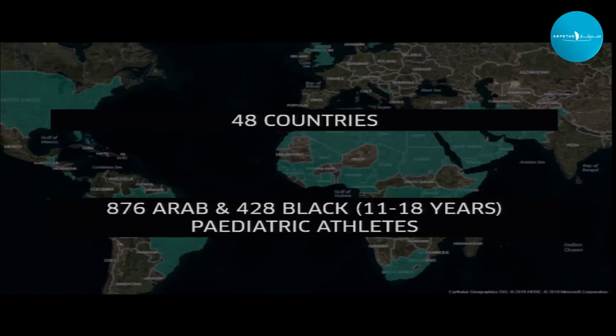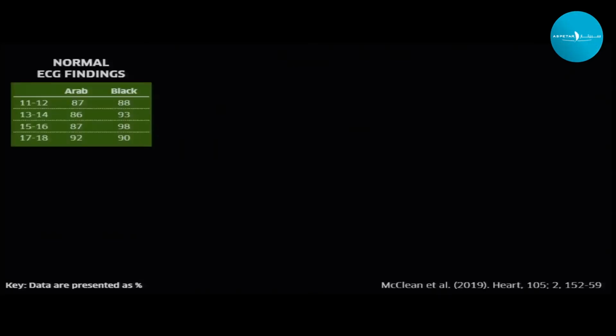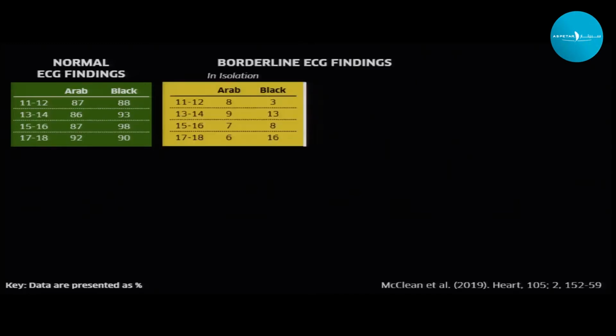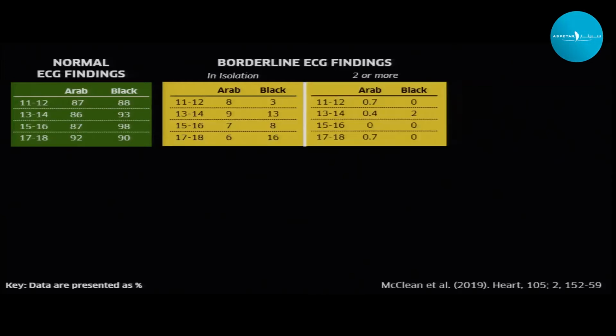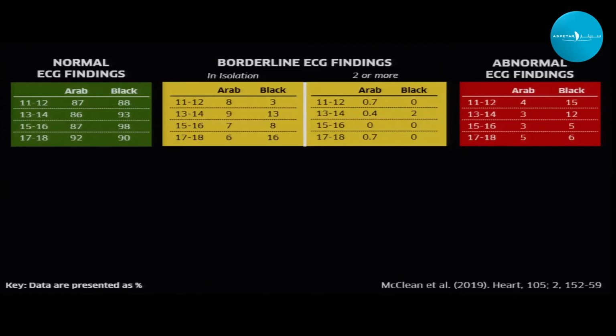So if we apply them, what do they look like if we consider both age and ethnicity? Well, of course, these are athletes, so relatively unsurprisingly, there was a high percentage of normal ECG findings being presented. And in agreement with the international recommendations, there was a number of borderline findings presented in isolation. Further agreement, few with two or more, and again, relatively few abnormal ECG findings.